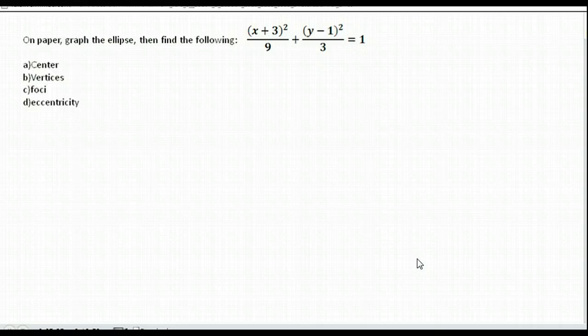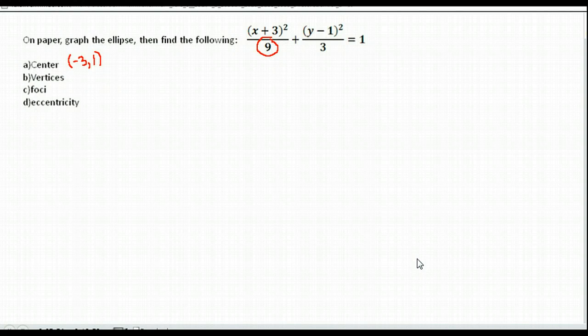All right, here is our final example. So when you're graphing an ellipse, the first thing you want to do is identify the center. In this case, it's at (-3, 1). The next thing you want to do is determine whether this is going to go horizontally or vertically. And this is going to go horizontally, because the larger number is under the x value.